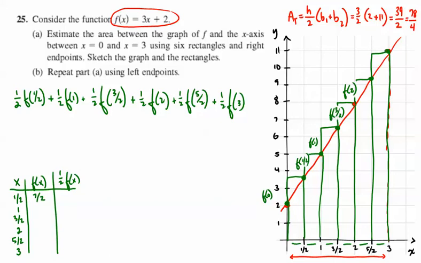Plugging in 2/2 is going to give me 9/2. Plugging in 2 is going to give me 10/2. 3 times 1 is 3, plus 2 is 5. And in terms of halves, that would be 10/2 or 5. The next one, 3/2, is going to give me 9/2 plus 4/2 is 13/2.